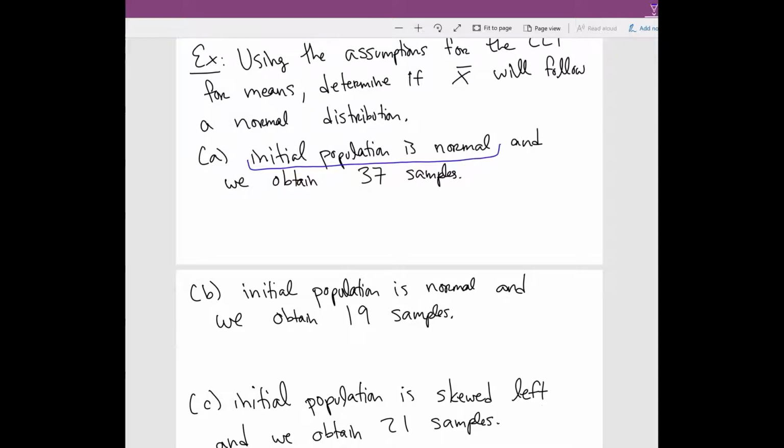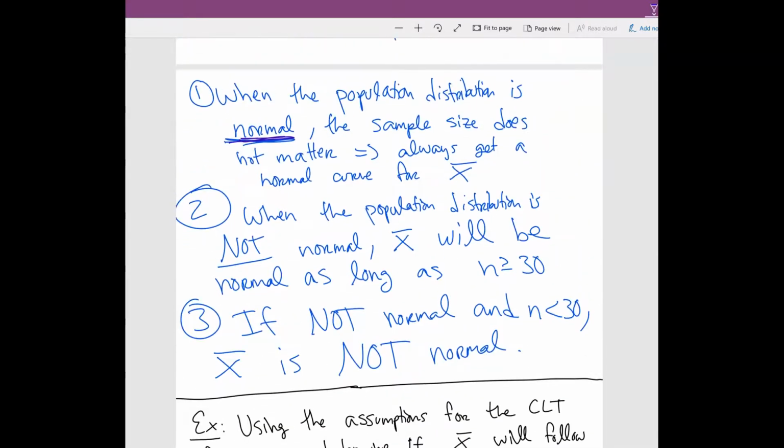Even though the sample size is greater than 30, it doesn't matter. The fact that the population is normal overrides it. So x bar will still be normal, and this is basically case one. It satisfies this first case.